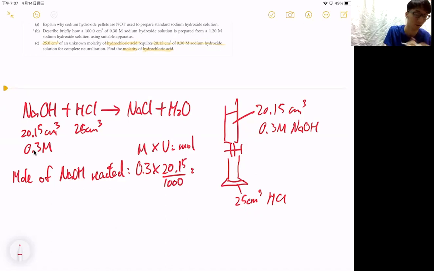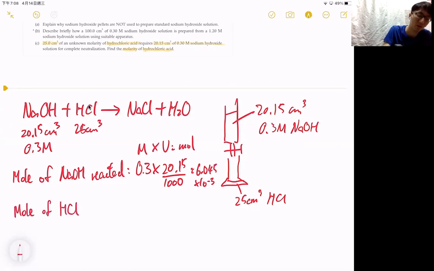Afterwards, we do the calculation and we will get 6.045 times 10 to the power of -3. So that is the number of moles of sodium hydroxide reactant. That means how many moles are inside 25 cm³ of hydrochloric acid? It should be the same, because if we have reacted 1 mole of sodium hydroxide, it means that we have reacted 1 mole of hydrochloric acid.